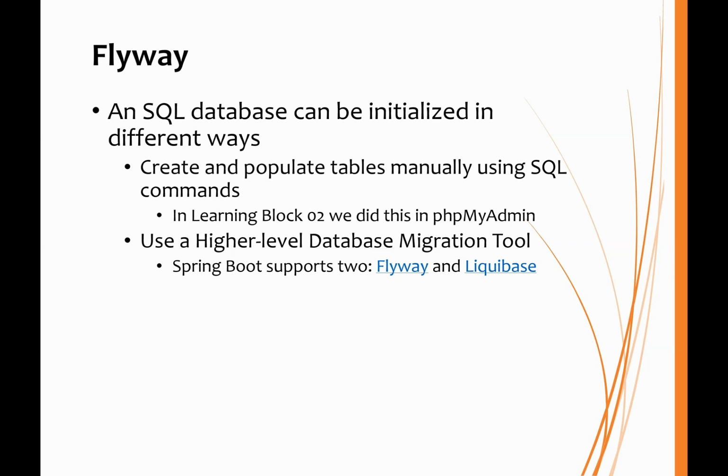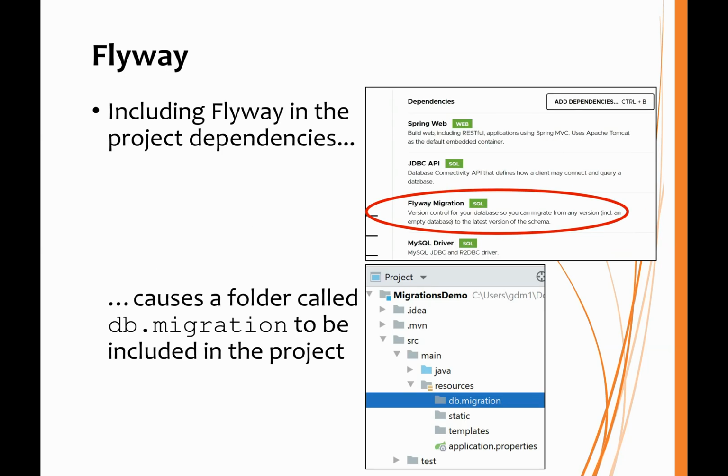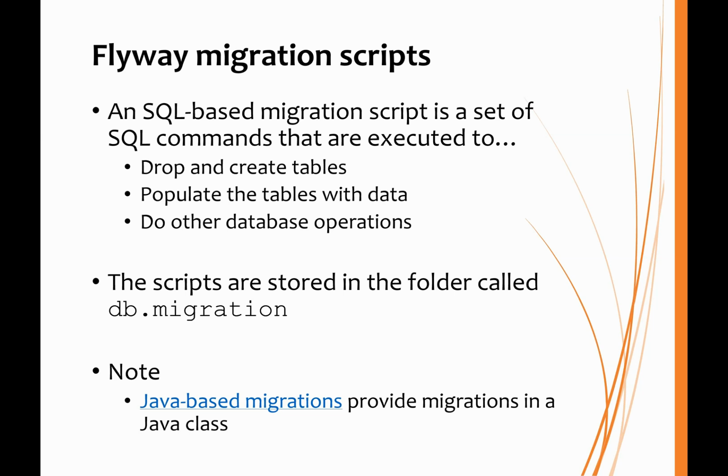We're going to make use of Flyway, and it's as easy as adding the Flyway migration into your dependencies when initializing the project. And doing so will cause a folder called db.migration to be included in your project underneath the resources folder. Flyway migration scripts are SQL based. It is a set of SQL commands that are executed to drop and create tables, populate tables with data, and do other database operations. And these scripts are stored in the db.migration folder. You can also have Java-based migrations, which will provide migrations in Java classes.